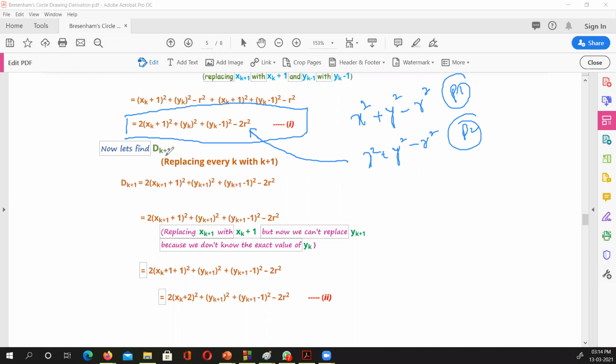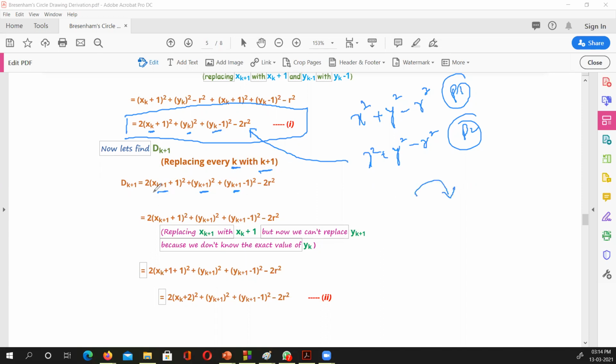Now to find d(k+1), we want to find the next d_k, where I will replace the k in this equation with k+1, because I'm not talking about k, I'm talking about k+1 now. So let us put k+1 where there is k. Here is k, I put k+1. Here is k, I put k+1. Here is k, I am putting k+1. I'm replacing k with k+1 because I'm going to the next iteration.